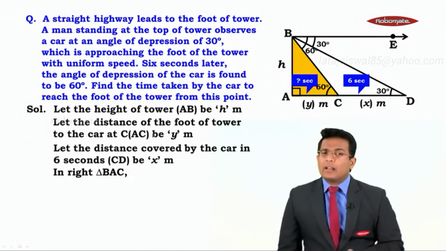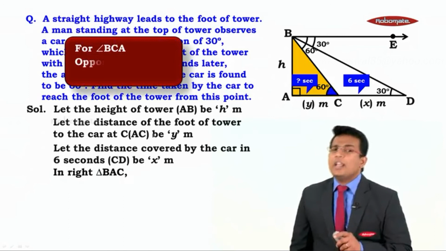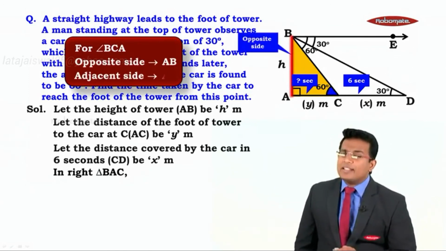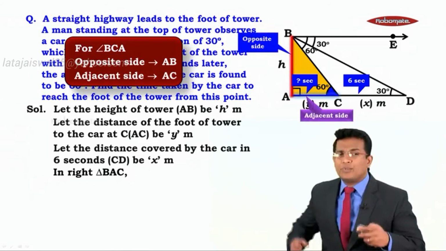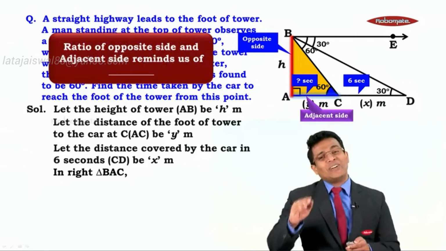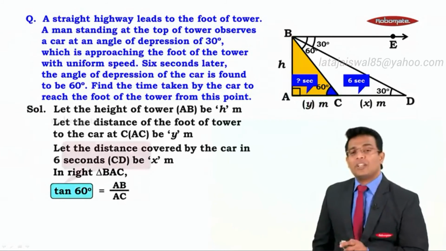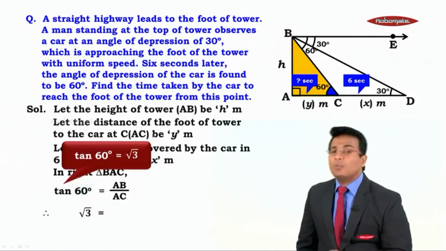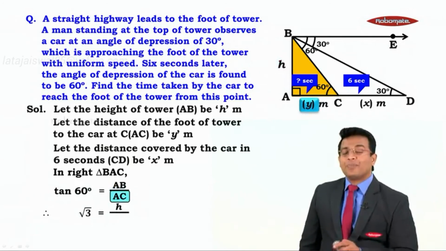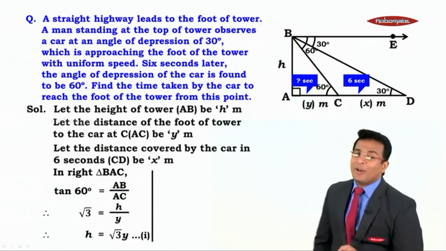So, in that right angle triangle BAC, we observe we have an acute angle C. For that acute angle C, we have AB taken as H, that is the opposite side, and we have AC which is taken as Y, which is the adjacent side. That means we are talking about the opposite side and adjacent side. So again the same ratio, tan. So tan of 60, and from tan of 60 we get AB upon AC. You know tan 60 is root 3. So we write root 3 is equal to AB, which is H, upon AC, which is Y. So when we solve it further, we get H is equal to root 3 Y.